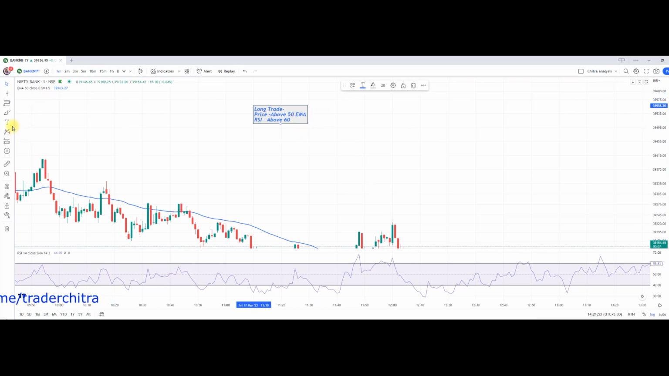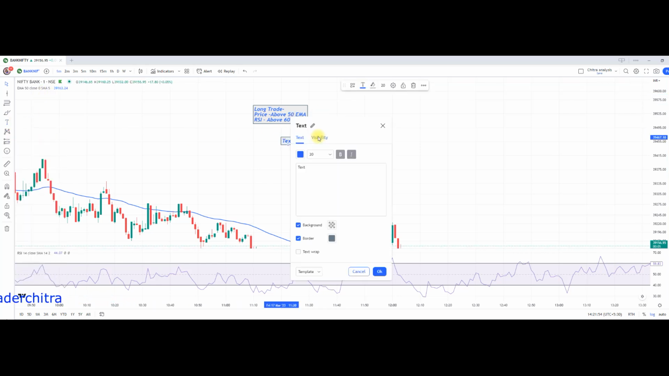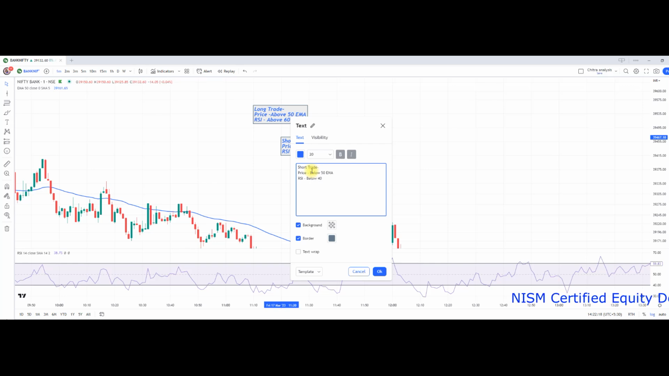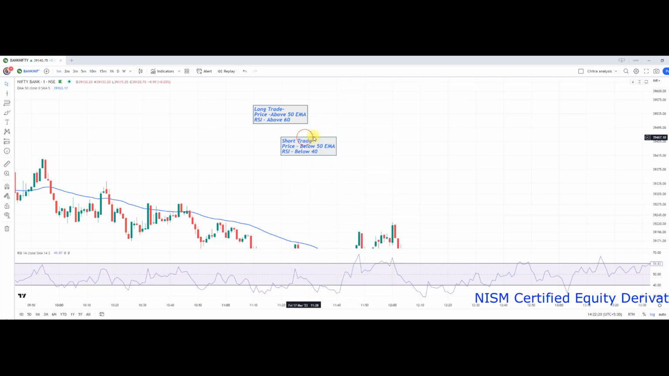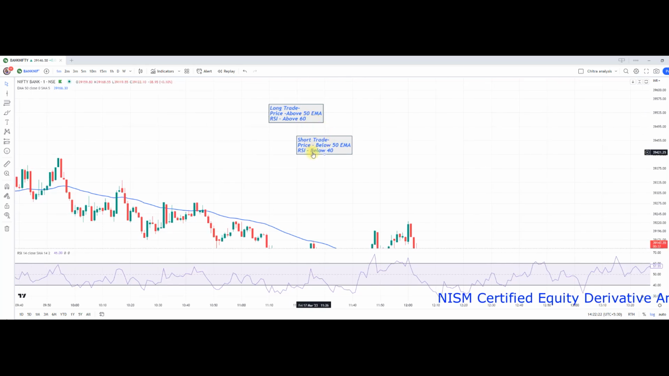Now we can see for the short trade, when to enter into the short trade or when to look for a PE trade. Alright, so here the price should be below 50 EMA and also the RSI below 40. So these are the conditions for entering into the long and the short trade.